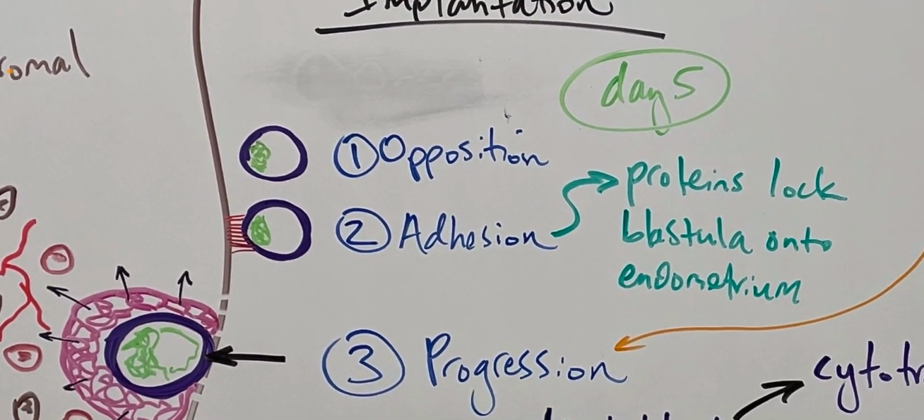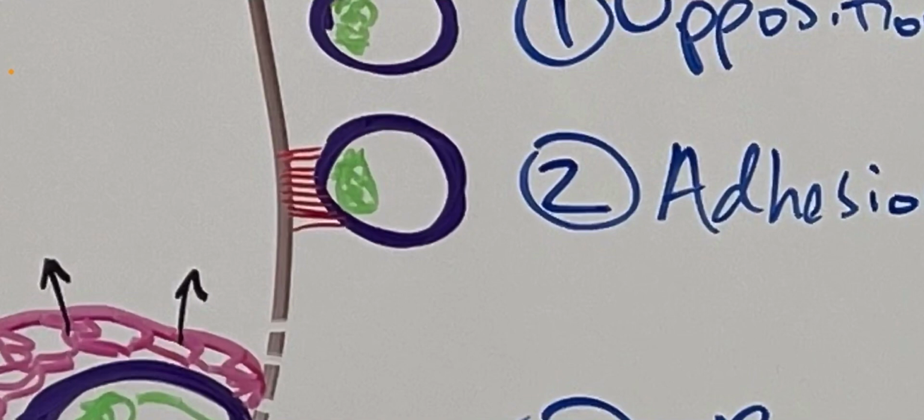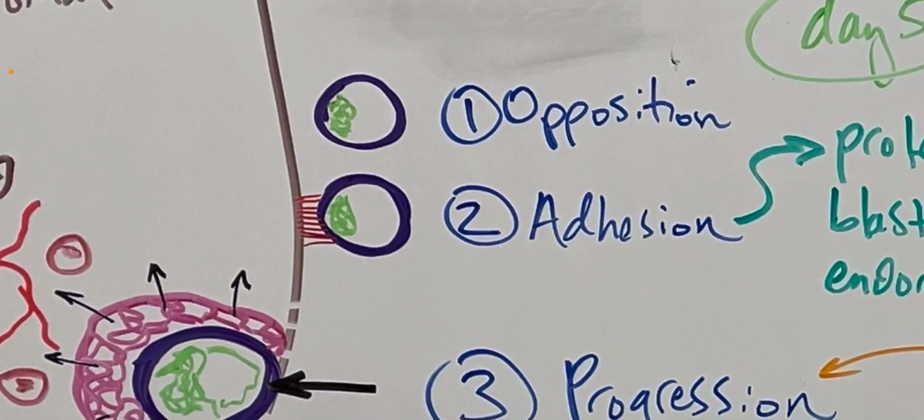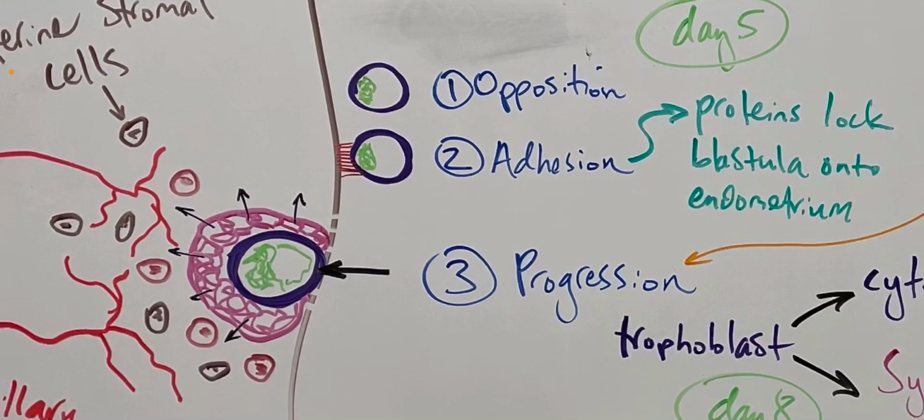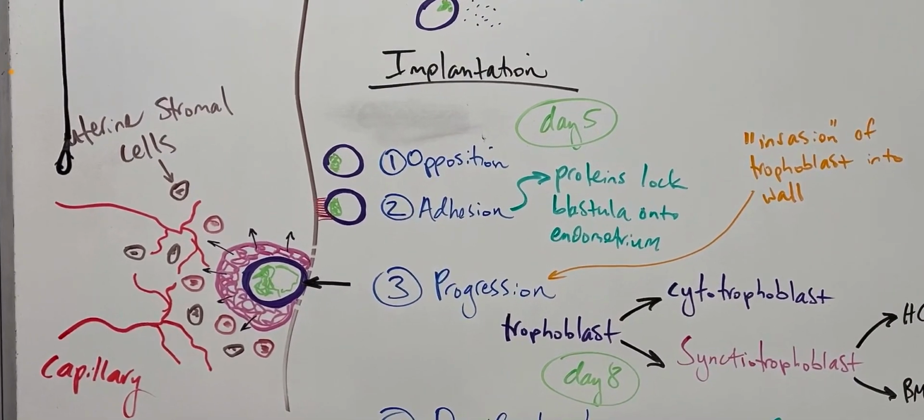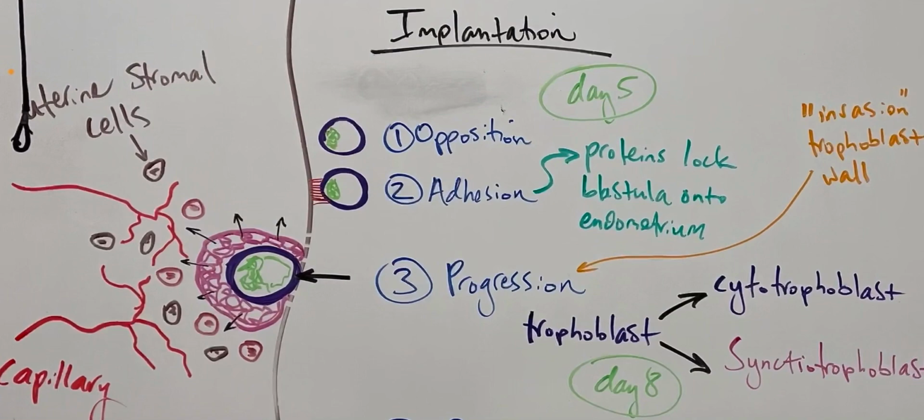The second step is adhesion. During adhesion, we have proteins that lock the blastula onto the endometrium of the uterus. That's what these little red lines represent. They lock that blastula in place. The third step is called progression. Progression is really interesting because the trophoblast cells of the blastula invade into the wall of the uterus. They secrete enzymes that dissolve the cellular connections between the cells that make up the epithelium of the uterus, and that allows the trophoblast cells to invade into the wall of the uterus.